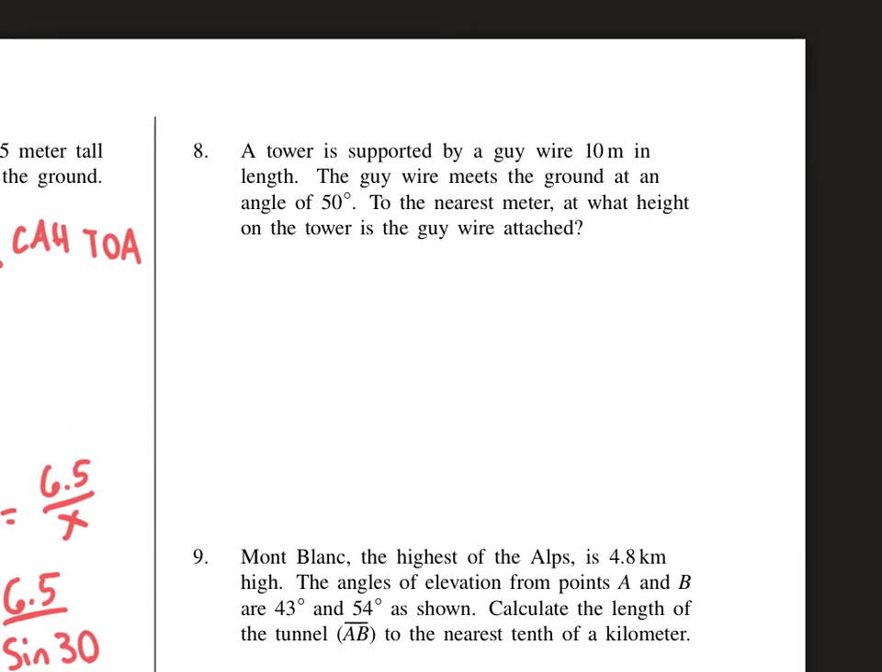8. A tower is supported by a guy wire. Oh, no diagram. Build your own here. Tower supported by a guy wire, which is a wire that goes from the ground to the top of the tower at an angle. 10 meters in length. The guy wire meets the ground at an angle of 50 degrees. To the nearest meter, at what height on the tower is the guy wire attached?